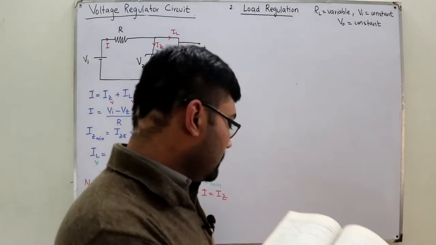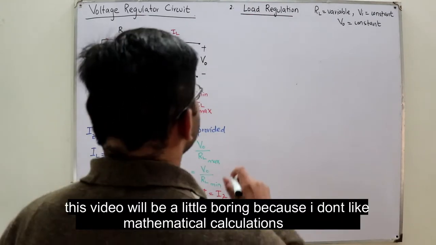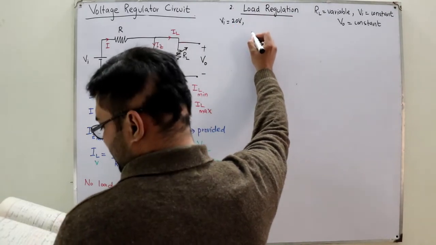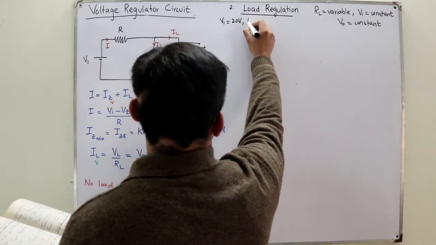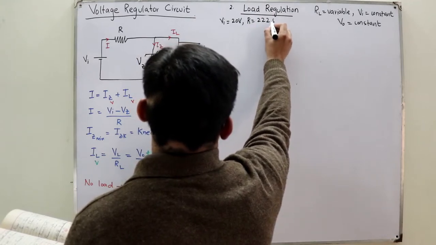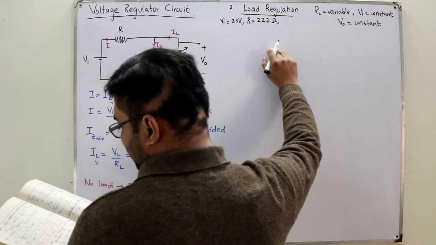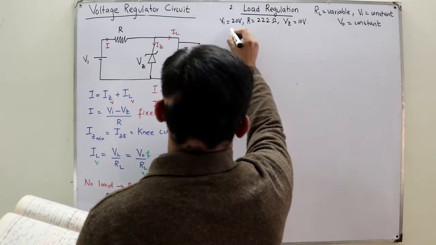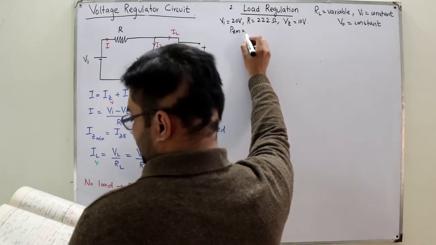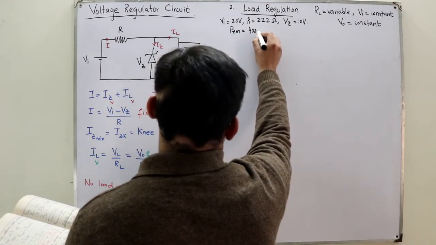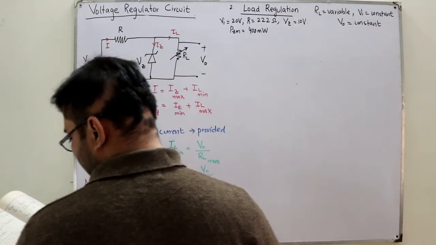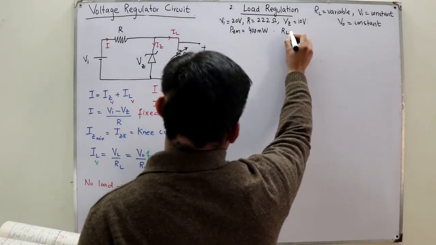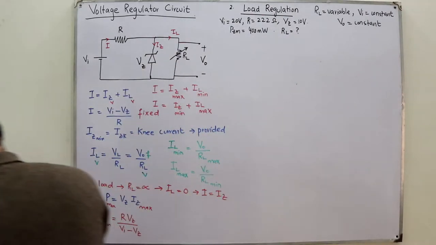An example. So let's say the input voltage given is 20 volts. The resistance R is 222 ohms. The Zener voltage is 10 volts. And the maximum power dissipation is 400 milliwatts, and determine the range of RL. So the range of RL is again unknown, as in the previous video.